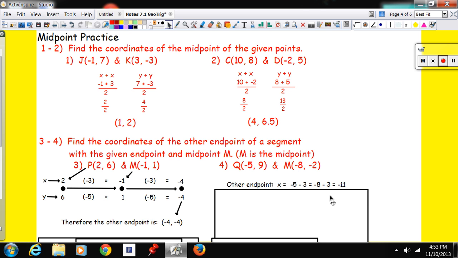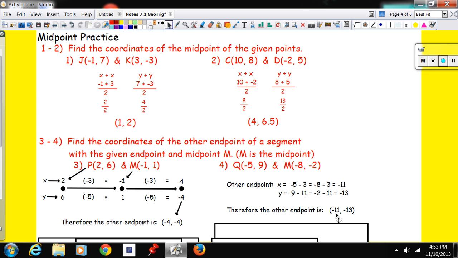Your y value started at 9, and it went all the way down to -2. So you actually went down 11 places to get to -2. You got to go down 11 places again to get to the other endpoint, which would be -13. So my other endpoint would be -11, comma, -13. That would be the other endpoint. That was just a little midpoint practice.